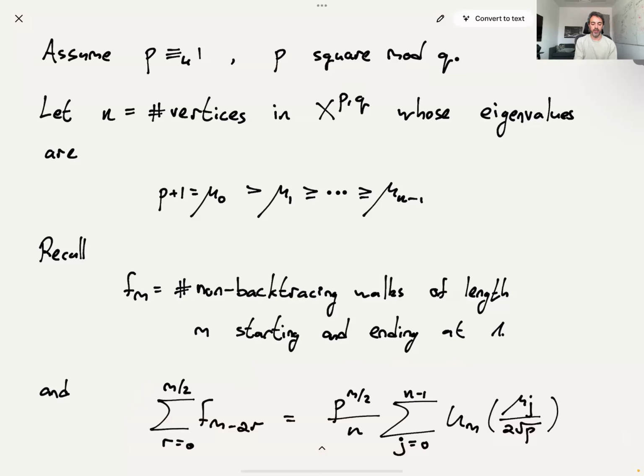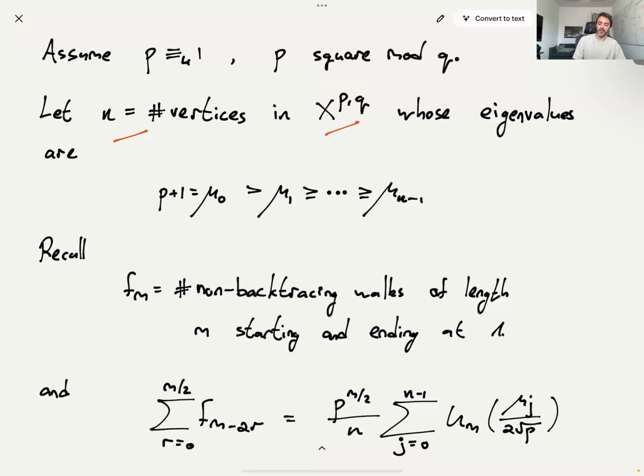And in our case, we are going to consider XPQ. So we are going to consider P which is 1 modulo 4. If you remember, when it's 3 modulo 4, we are going to look at a bipartite graph, so it requires some care. So I'm just going to consider the non-bipartite case. And we already used a couple of times that P is a square modulo Q. So we are going to hang on to that assumption.